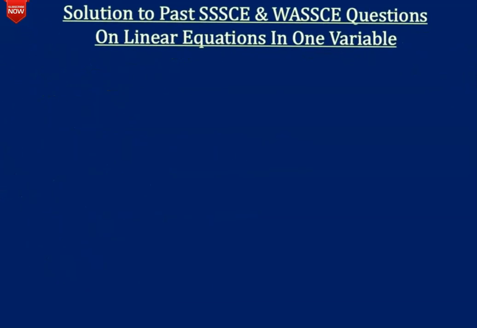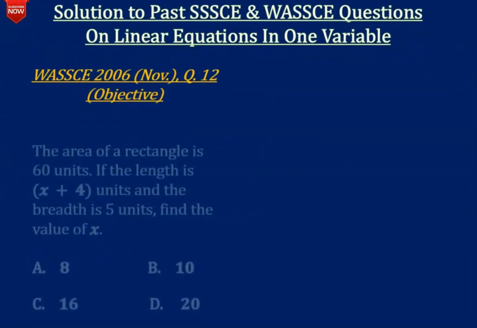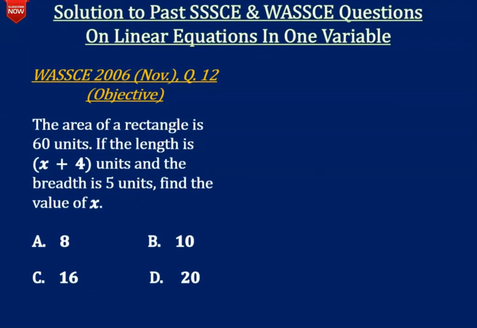WASSCE 2006, Navdeq, Objective Question 12. The area of a rectangle is 60 units. If the length is x plus 4 units and the breadth is 5 units, find the value of x. Solution.